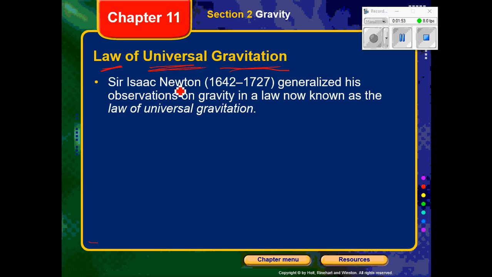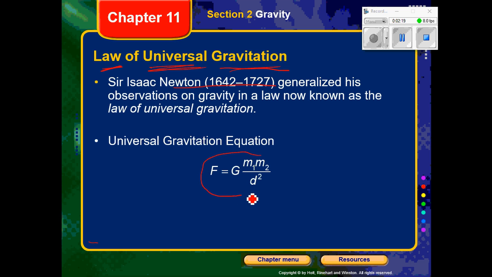Okay, so here it is. Sir Isaac Newton, 1642-1727. He generalized his observations on gravity in this law, the law of universal gravitation. So this is the law of universal gravitation. Now let's see a little bit more about what he said about it. Here's the equation for you. I know you guys love equations. Here it is. Big G, which is the universal gravitational constant.